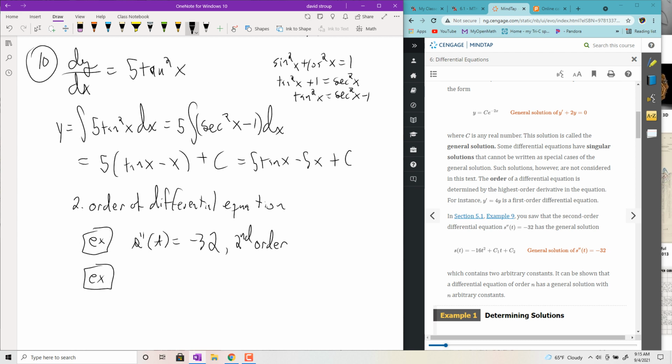Another example, and these things after a while they kind of look like polynomials, and that would be a certain class of differential equation you would study.